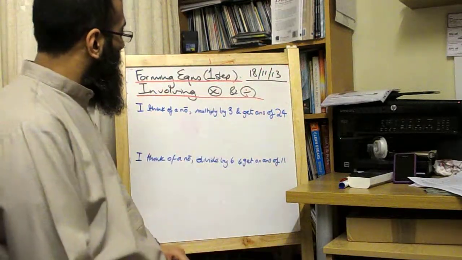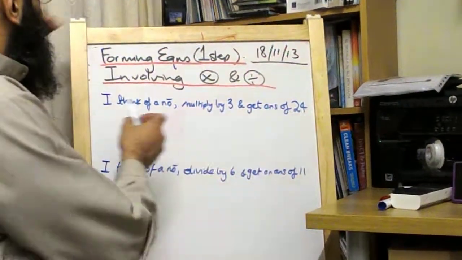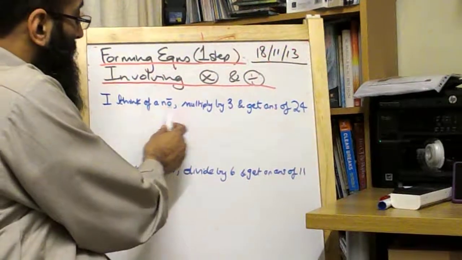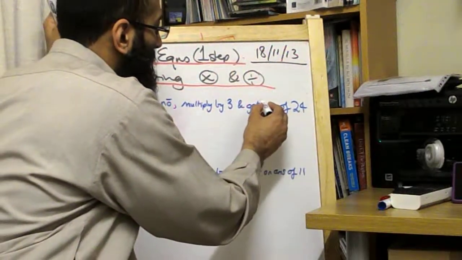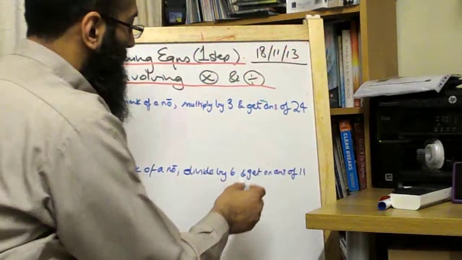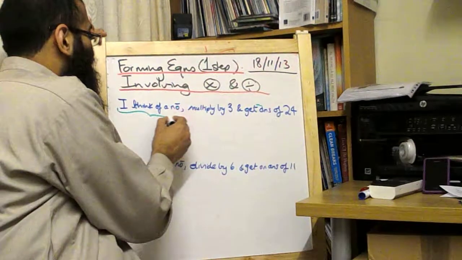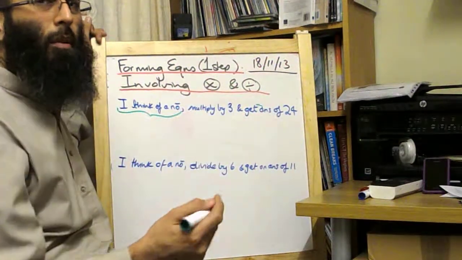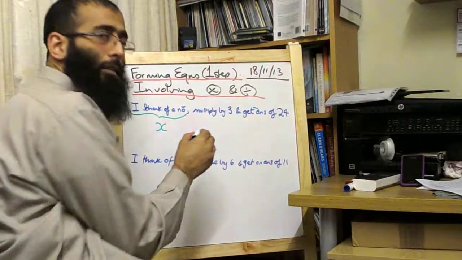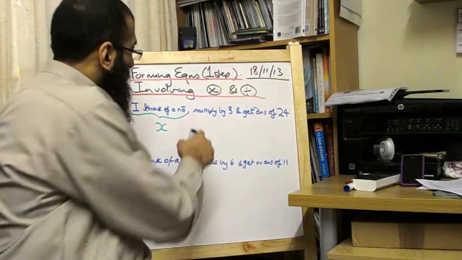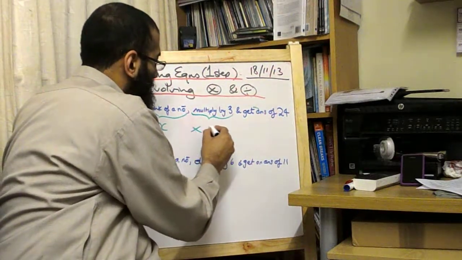So the questions have already been written over here in advance. So let's have a look at these questions. So I think of a number, multiply by 3 and get an answer of 24. Okay? So what we're going to do here, think of a number. Let's translate that into mathematics. I think of a number as something that we don't know. So we're going to call that our x, our unknown quantity. Multiply by 3, that's quite straightforward. Multiply by 3 is just simply a times by 3.